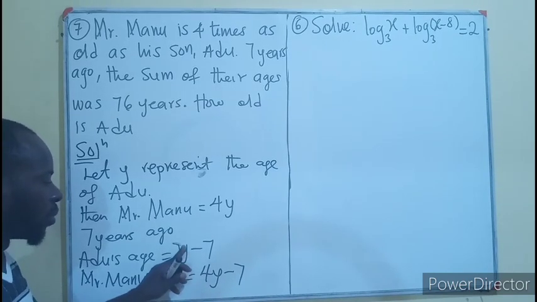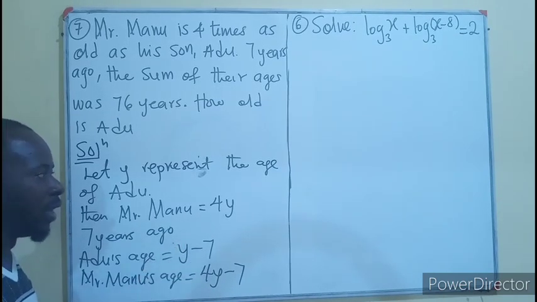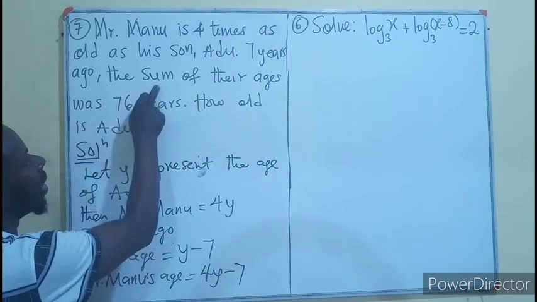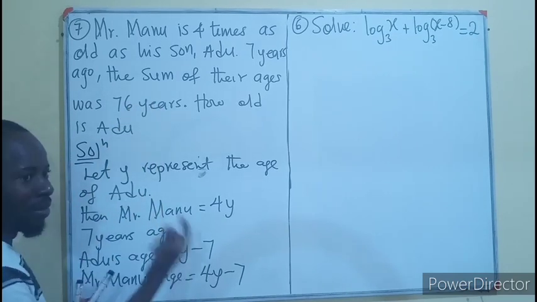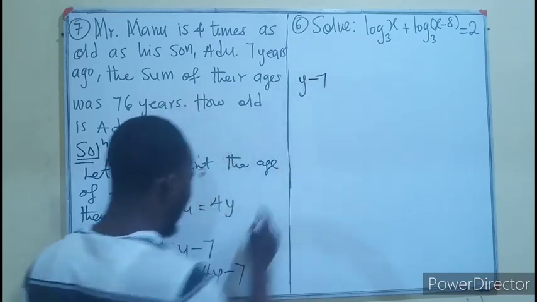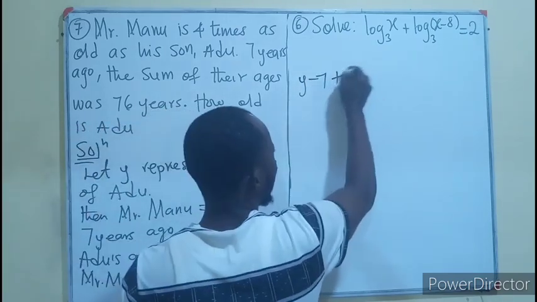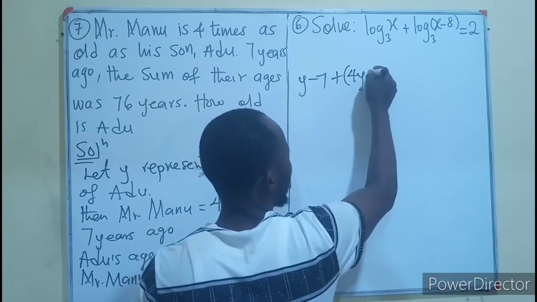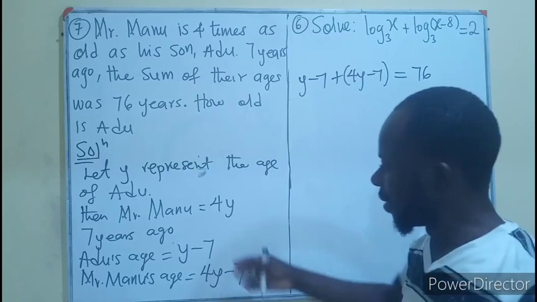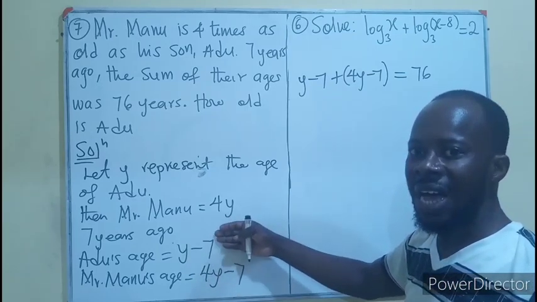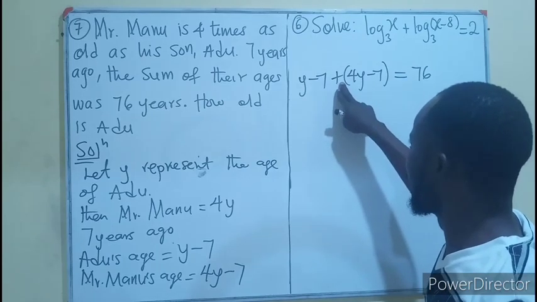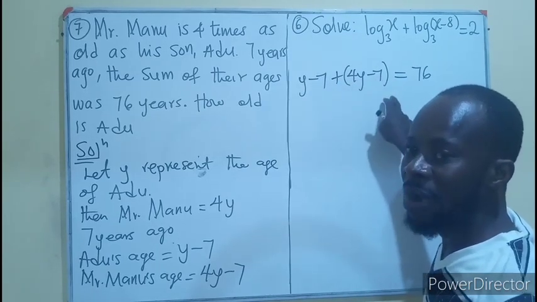Mr. Menu's age will be represented by 4y, and this is what Edu's age, y, will represent. But they are saying that 7 years ago, the sum of their ages, adding the two ages, we get 76. So back then, y minus 7, which is the age of Edu, plus 4y minus 7 equals 76. And you can see this is positive 1 multiplying this, we only remove the bracket.